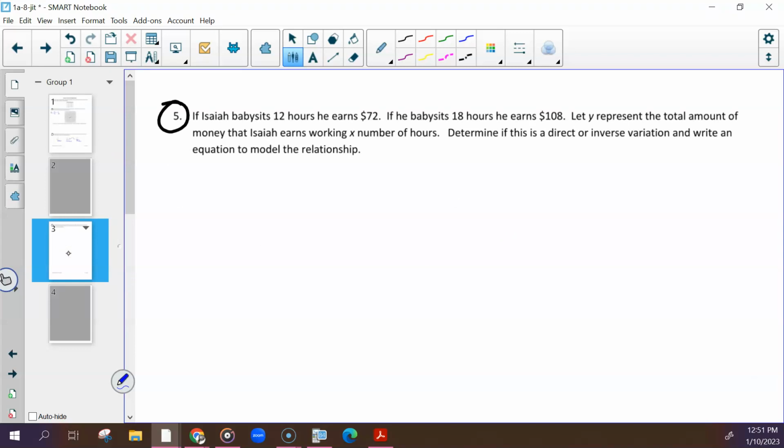In 5, it says something about he babysits 12 hours, he earns $72. Then babysits 18 hours, he earns $108. We need to figure out, is this direct or inverse? So think about when I was explaining the applications. They either go up or down together, or they do opposite things. The more he works, does he also earn more? Yes. So that means they go up together. The more hours he works, the more money he gains. So this is an up situation. So because of that, it's direct.